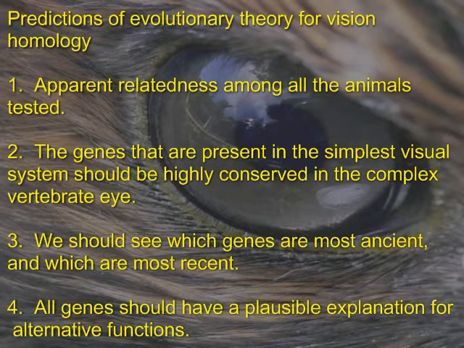I would also expect to see that genes that are present in the simplest visual system would be highly conserved in the complex vertebrate eye. We should also be able to tell, based on the accumulation of heritable changes, which genes are most ancient and which are most recent. We should also be able to find plausible alternative functions for the ancestors of the visual genes.